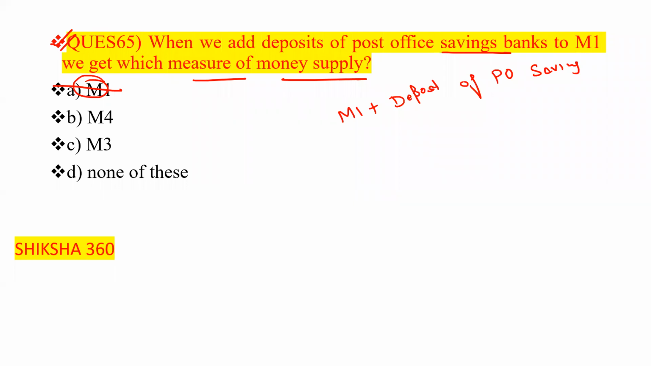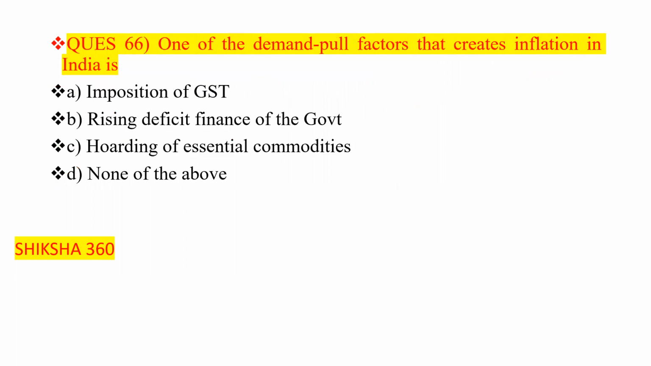M4 is not, because M4 is all deposits. M3 is term deposits. So the correct answer has to be M2. That is option D, none of these, because we have to find out M2 here. Now move to the next question.